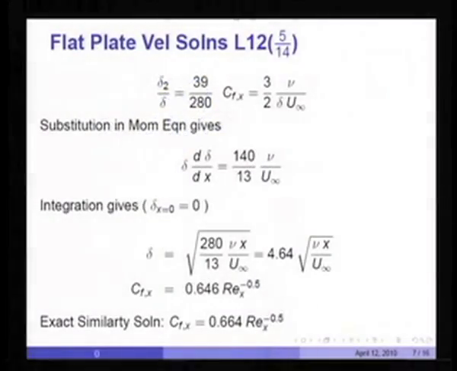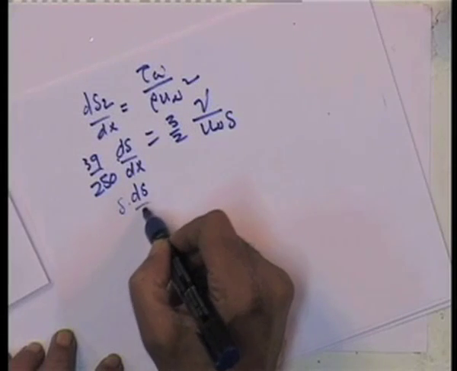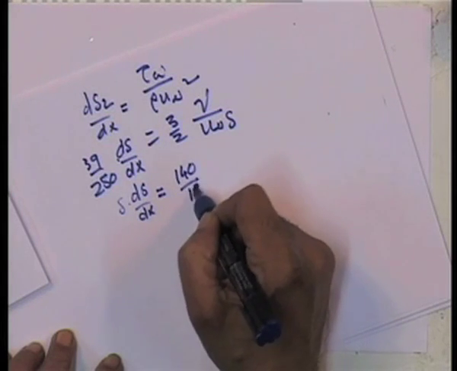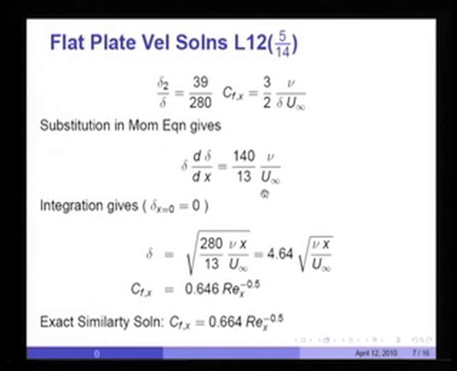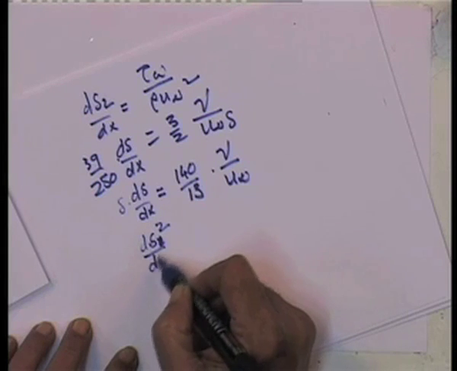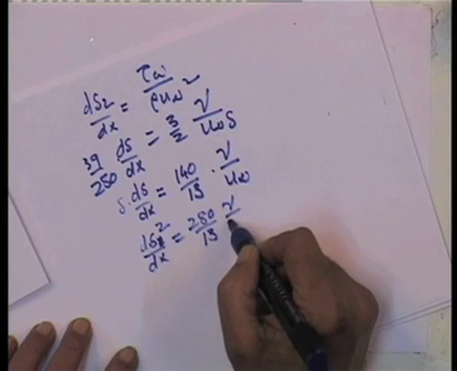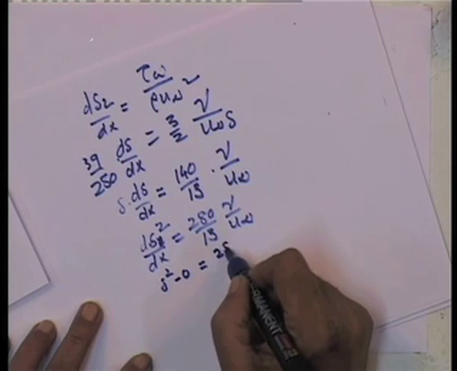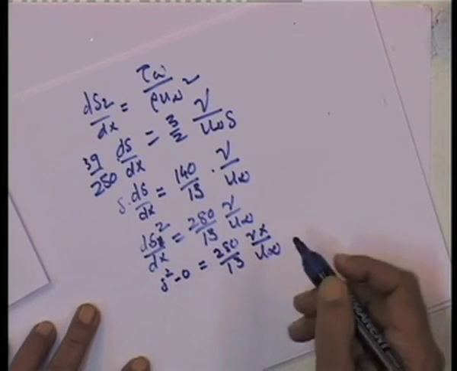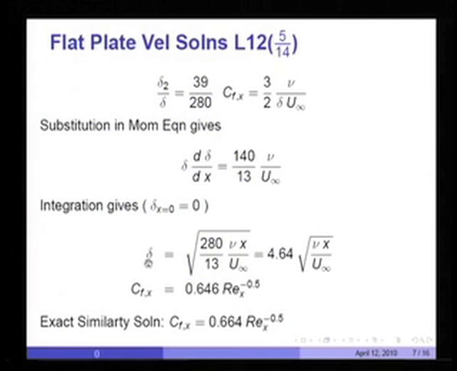then you will see that I get essentially delta into d delta by dx equal to 140 by 13 nu over u infinity, which is nothing but d delta squared by dx equal to 280 by 13 nu by u infinity, and if I integrate that, then I get delta squared minus 0 equal to 280 by 13 nu x by u infinity. And that's what I have shown here as the solution. Delta is 0 at x equal to 0, which is the start of the boundary layer. So you get delta equal to under root 280 by 13 nu x by u infinity, which is nothing but 4.64 under root nu x by u infinity.